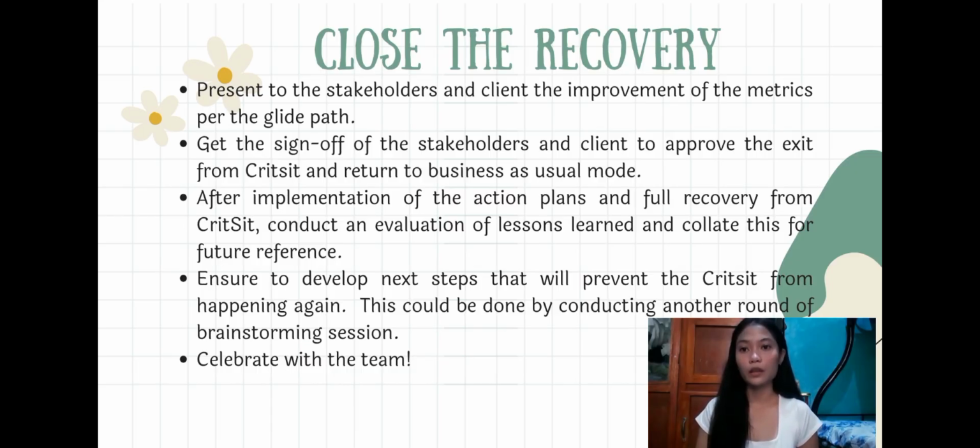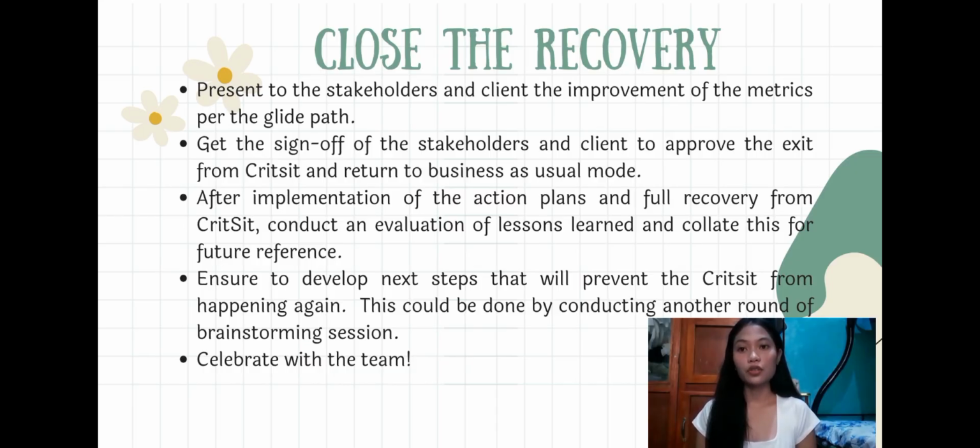After implementation of the action plans and full recovery from CRIT seat, conduct an evaluation of lessons learned and collect this for future reference. After everything is fixed, discuss what worked well and what didn't. Record these lessons to help in the future if something similar happens.